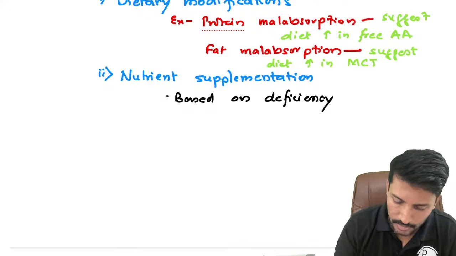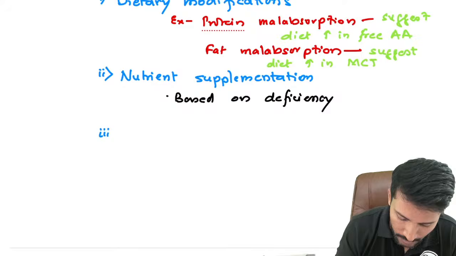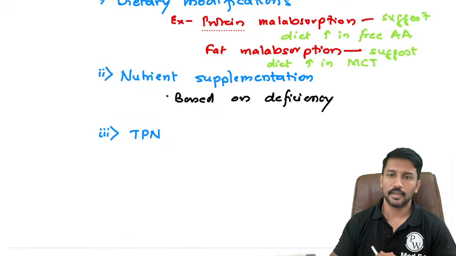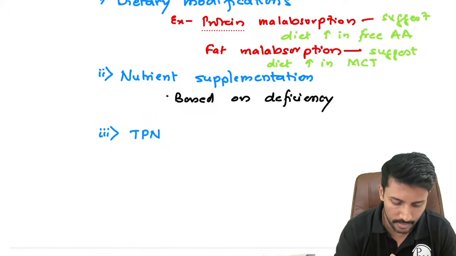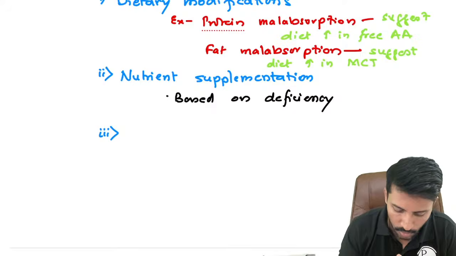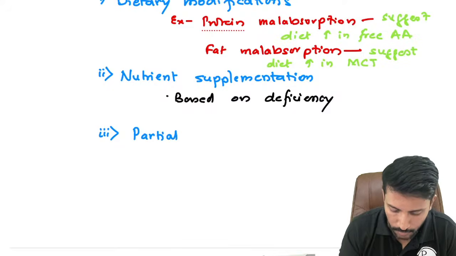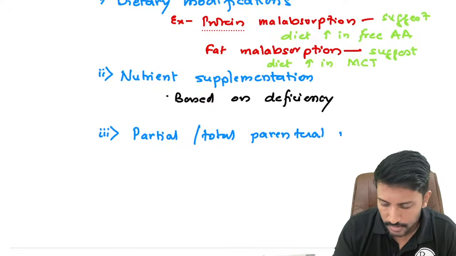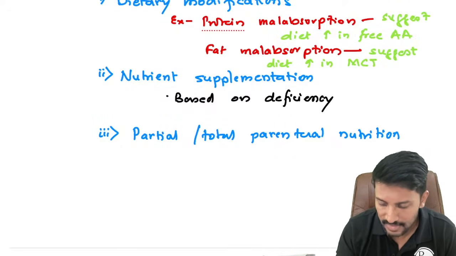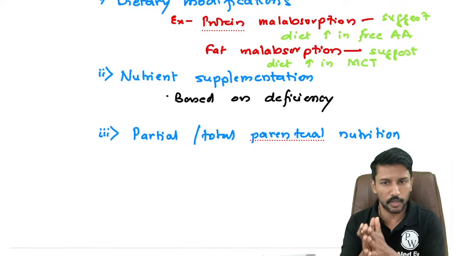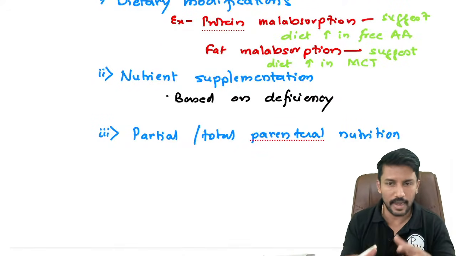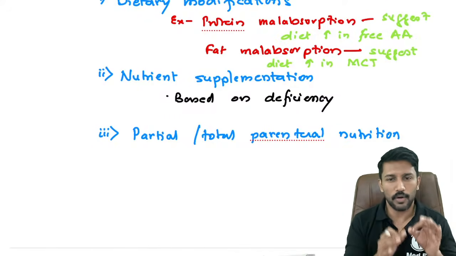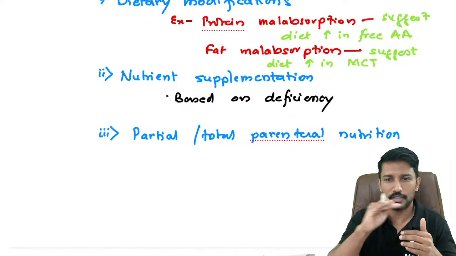Okay. And then the third choice is that we can give them TPN. What is TPN? TPN stands for total parenteral nutrition, or better to write total or partial parenteral nutrition. This is not required for all patients, but for those who are extremely malnourished and have severe malabsorption, they are not able to absorb proteins, fat, carbohydrates, vitamins, to restore the body's balance or to restore all the nutrients to the optimum levels.